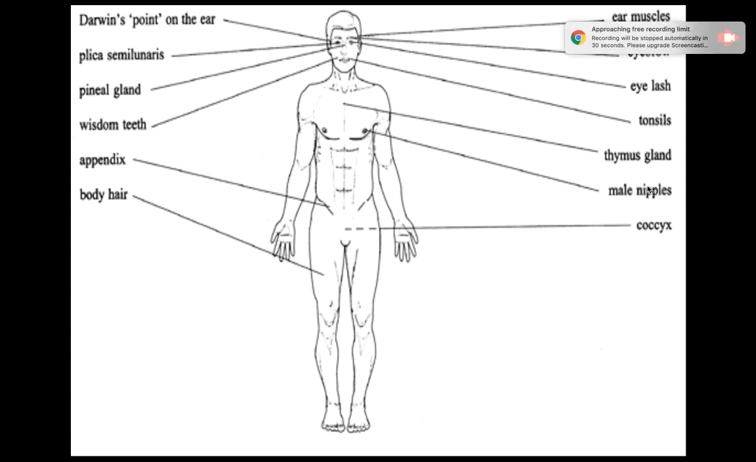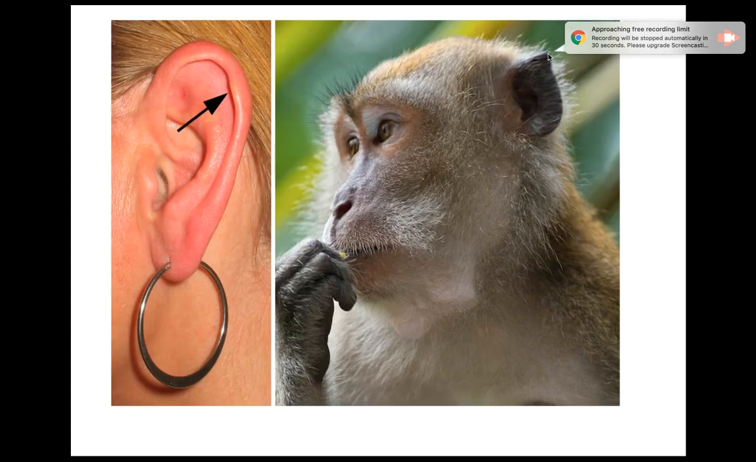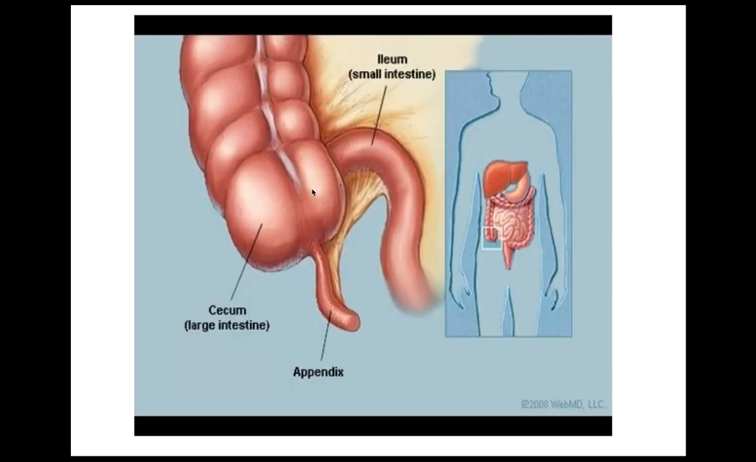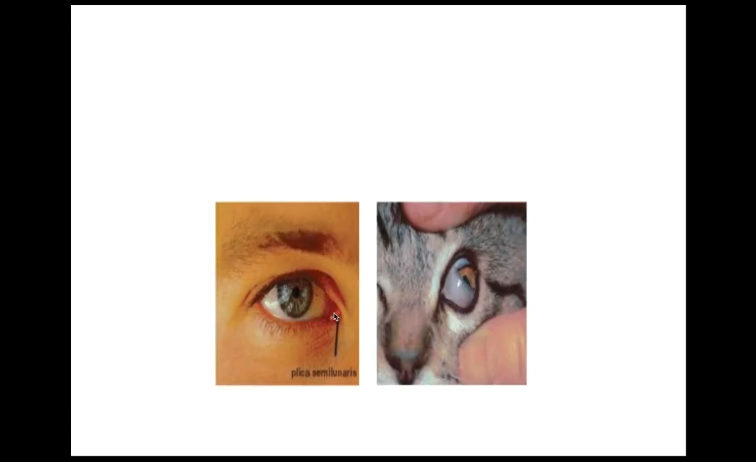Males have nipples. What's up with that? Don't need them. This is Darwin's point. This is what it looks like in a monkey. This would be what it looks like in you. Appendix, where your small and large intestine meet. You have this little outcropping. Useless. That's your third eyelid. That would be one in a cat.